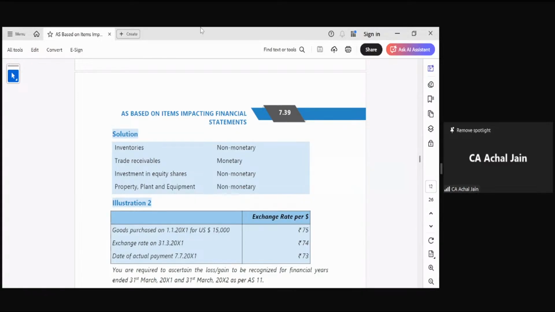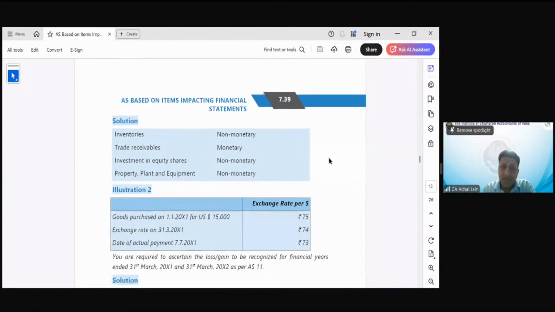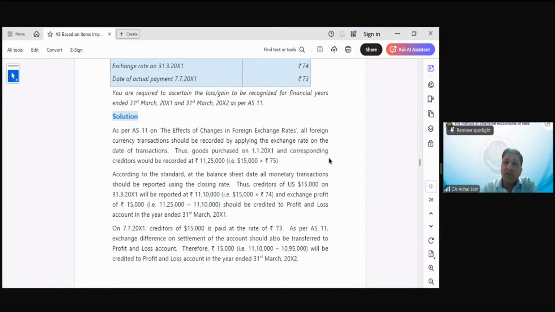That means as at 31st March, this trade payable or the sundry creditor that you have is denominated in foreign currency. It's monetary as well. So therefore you will have to restate that. If you restate that, what does it become?